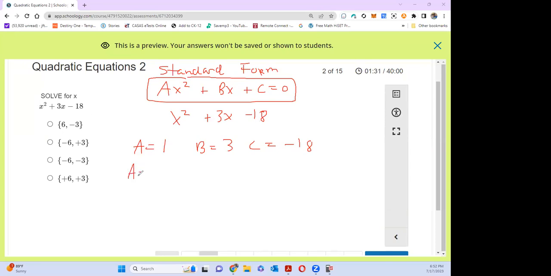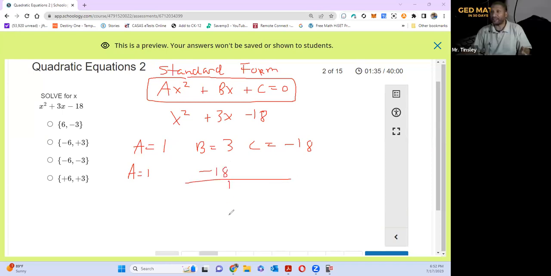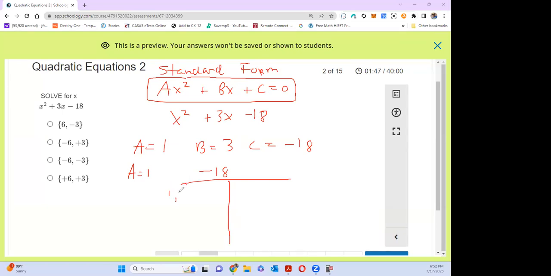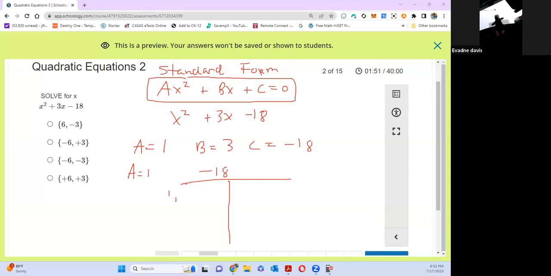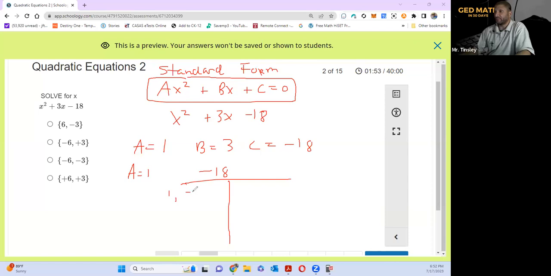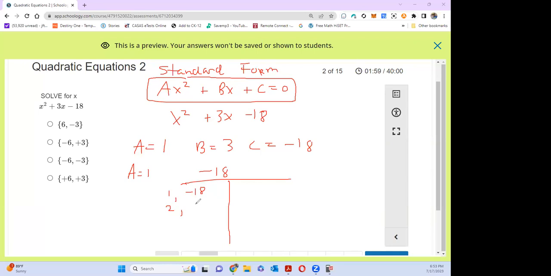If a is 1, I want you to find the factor pairs of minus 18. So what two numbers can you multiply together to get minus 18? Now, I always start with 1. 1 times what will give you negative 18? Negative 18. So we're going to go up 1. 2. 2 is a factor of 18. 2 times what? Negative 9.